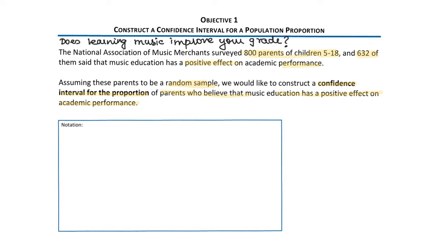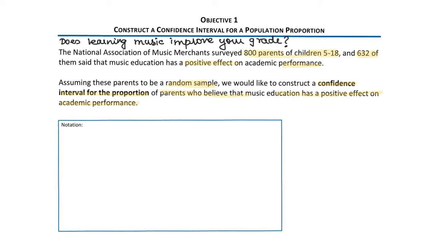This is an example of a population whose items fall into two categories. So here the categories are those parents who believe that the music education has a positive effect on the academic performance and those who don't. We are interested in the population proportion of those who believe that there is a positive effect.